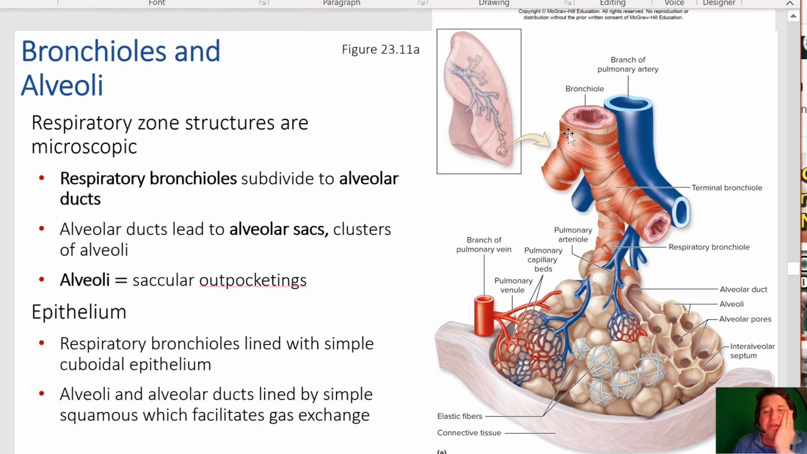The bronchioles come after the terminal bronchi. Okay, bronchioles are without cartilage, and then they keep branching. You can see bronchioles here, right? And they're wrapped in smooth muscle.